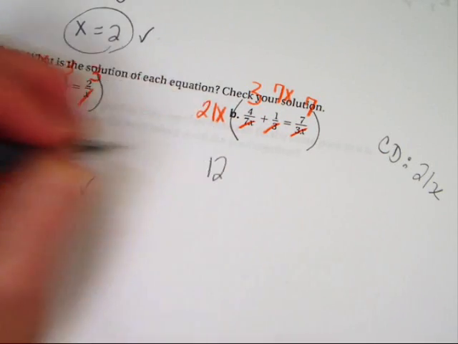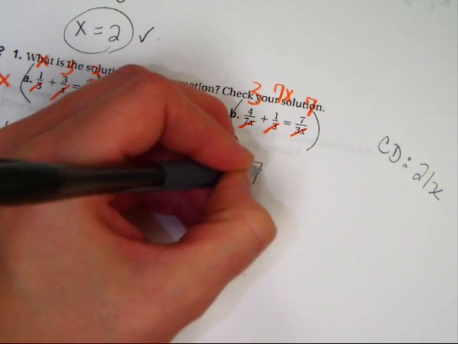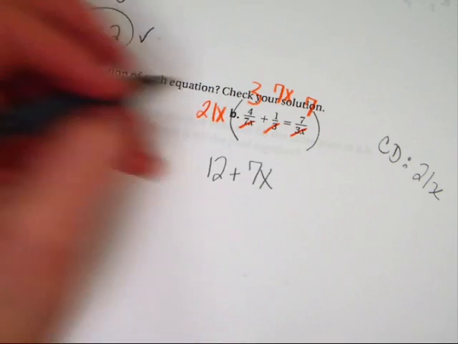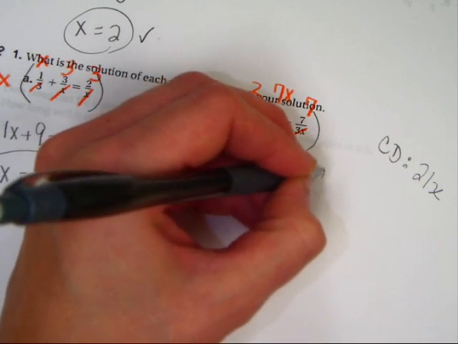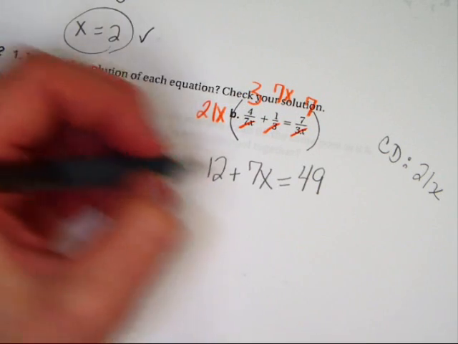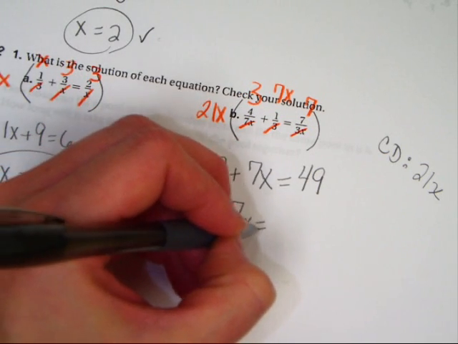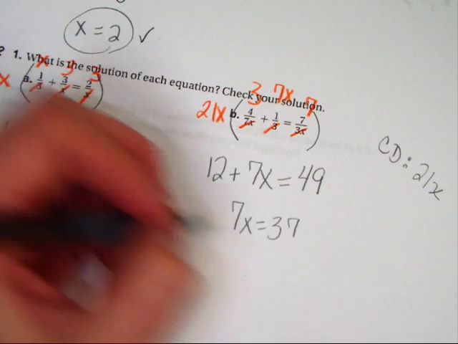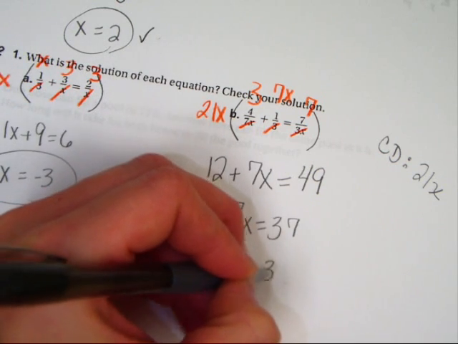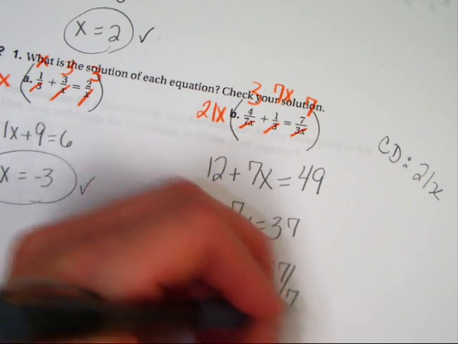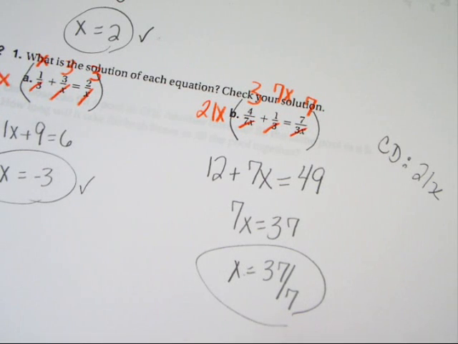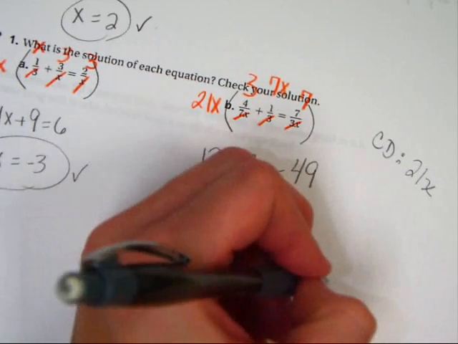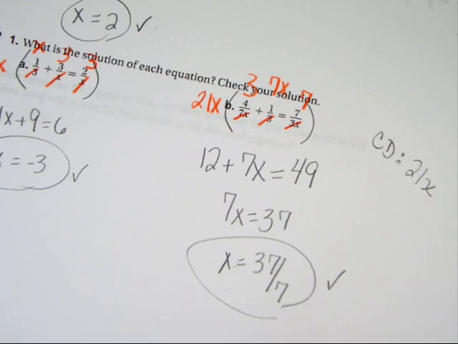3 times 4 is 12, plus 7x, because it was 7x times 1, equals 7 times 7, which is 49. 7x equals 37. x equals 37 over 7. You should really get a calculator, check it back in. It is a true statement. It's nice, huh, when they cancel out. Then all you have is a regular algebra problem.